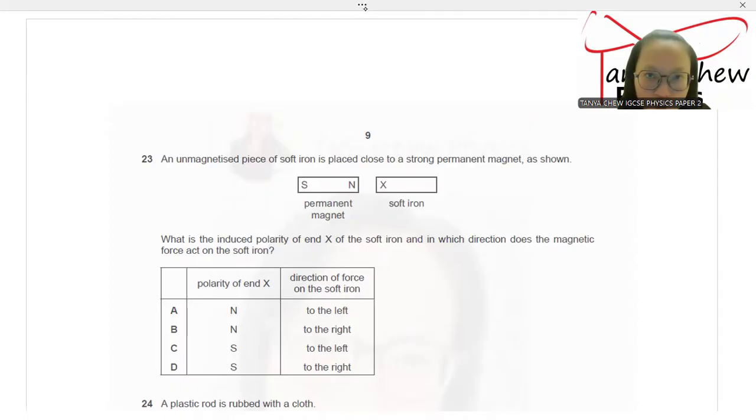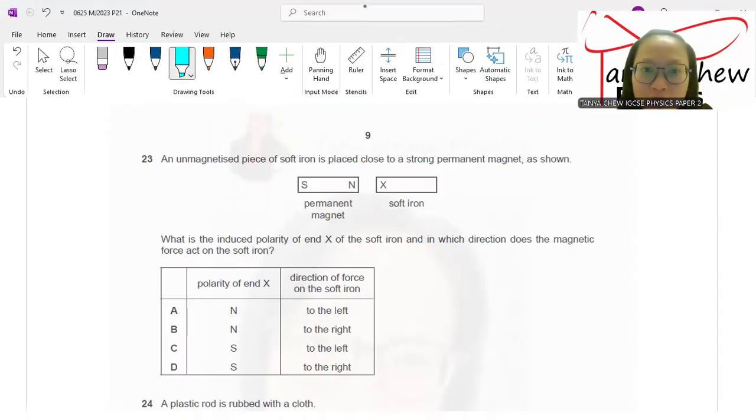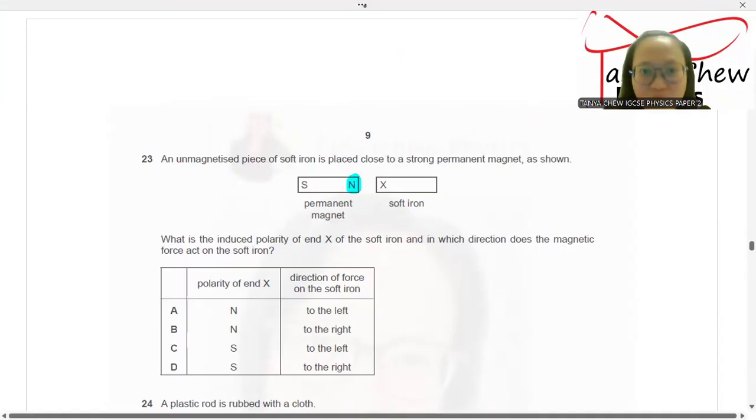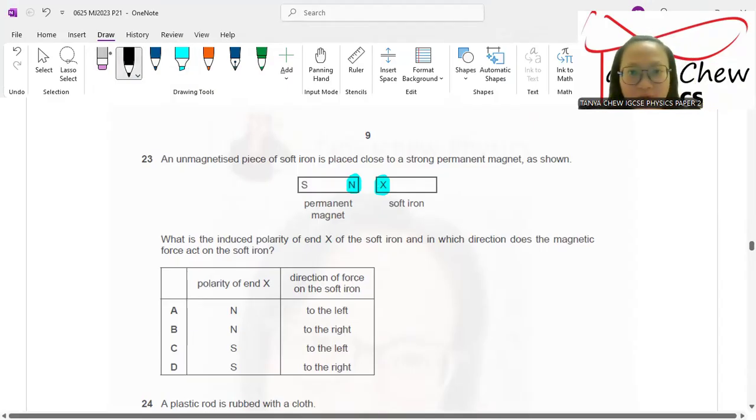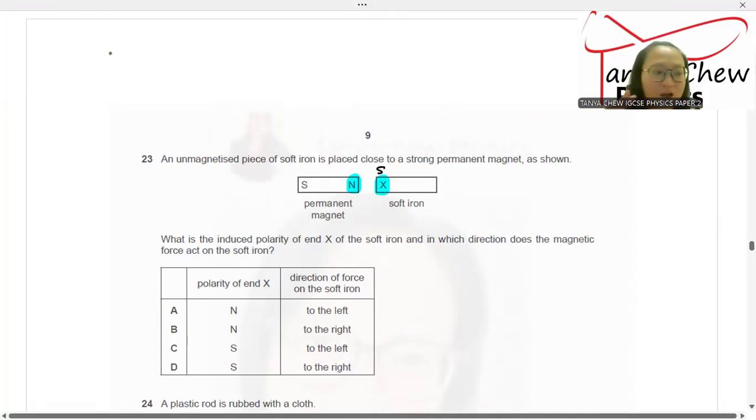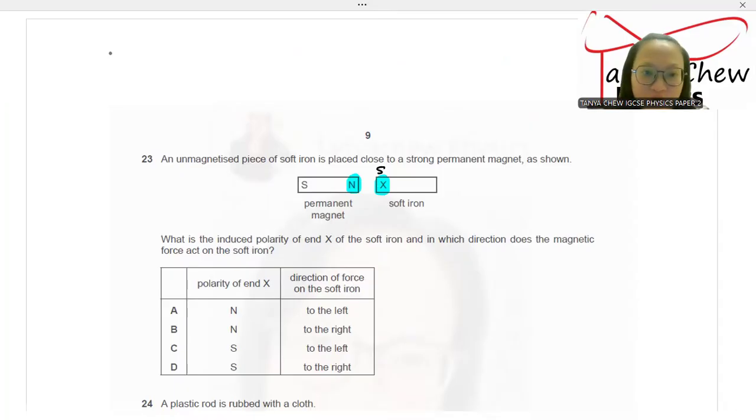So all you need to do, the tip is that when you see this is a north pole of the permanent magnet that is facing the X of the soft iron, the end X of the soft iron will think, how am I going to be attracted to the north pole of the permanent magnet? So the polarity of X that will be induced would be south pole. Because after all, only opposite poles can be attracted to each other.